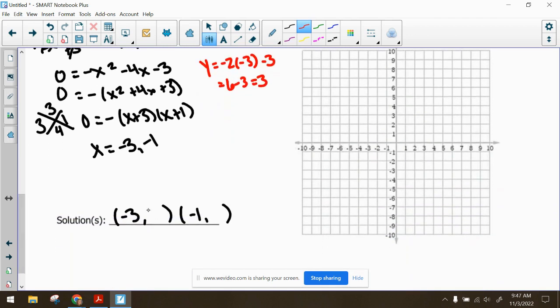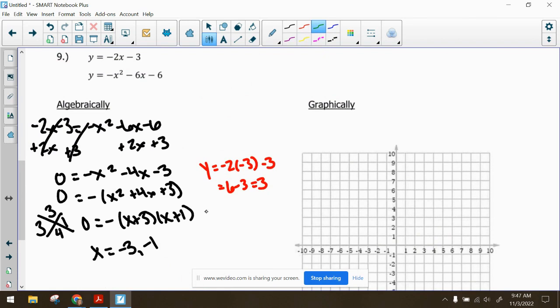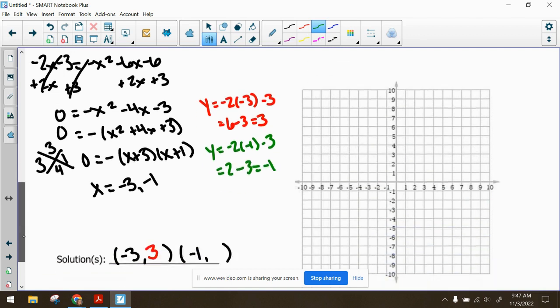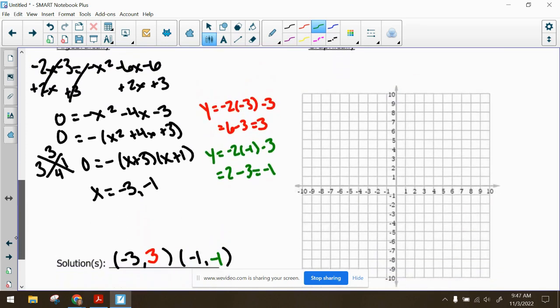So my first ordered pair, negative 3 comma 3. I'm then going to do the same thing with the negative 1. So we're going to have y equals negative 2 times negative 1 minus 3, which will give me negative 1. So now we're going to go ahead and work backwards and graph it. We should see that they intersect in the same spots.